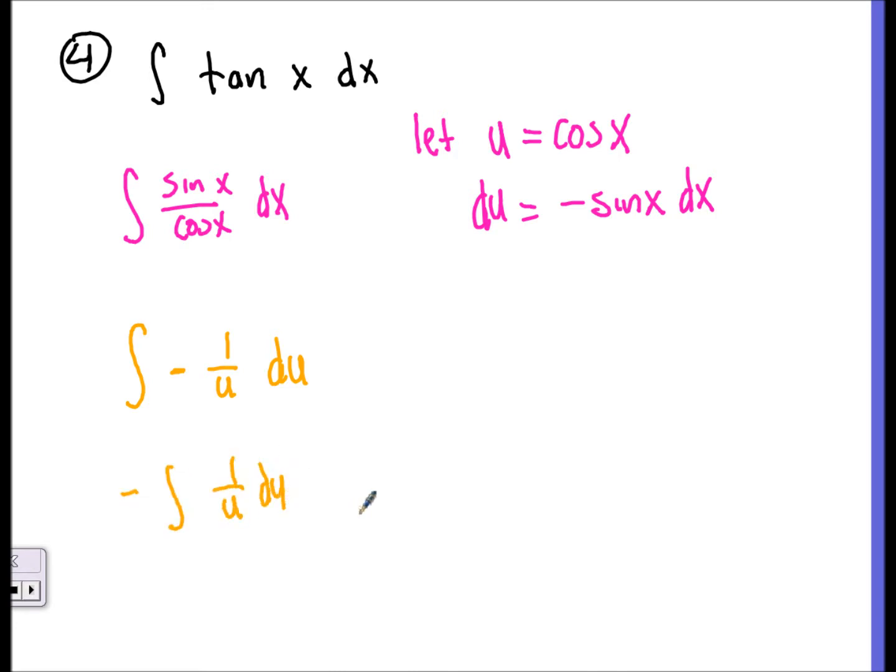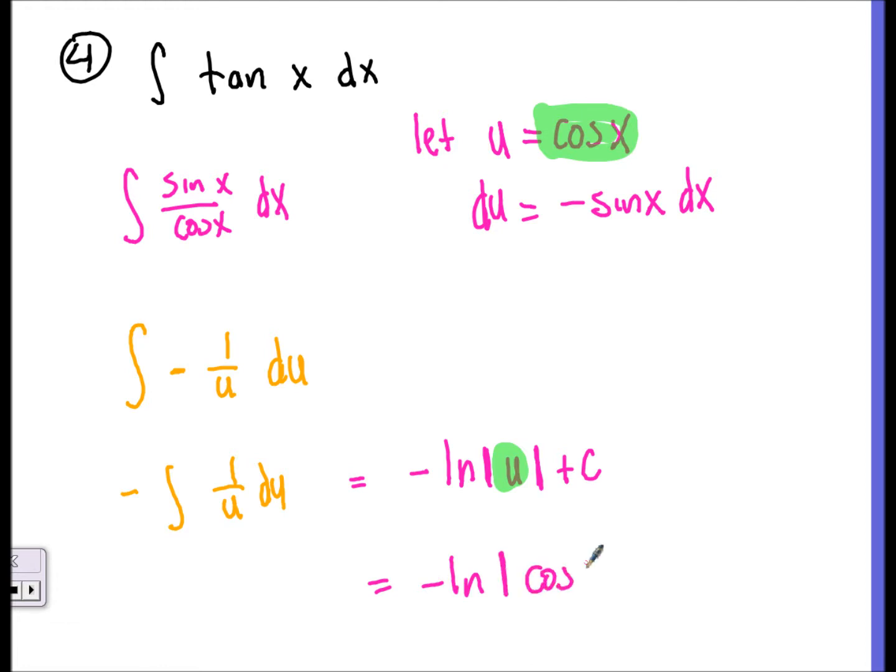Everyone should know that the integral of 1 over u is simply ln. Keep the negative out front, so that makes it negative ln absolute value of u plus c. Do your back substitution for u, where I swap it out with cosine x. And I'll get my final answer, negative ln, absolute value, cosine x plus c.